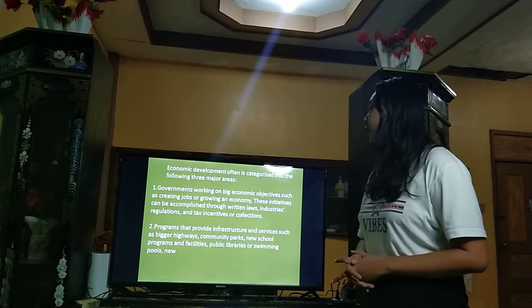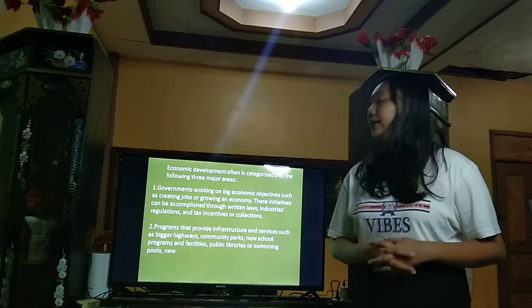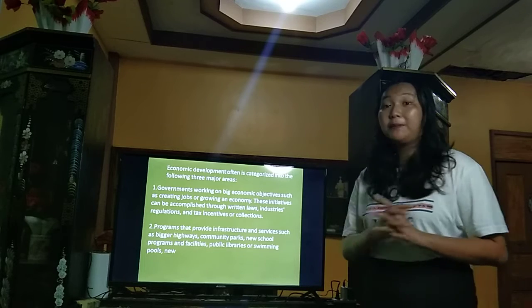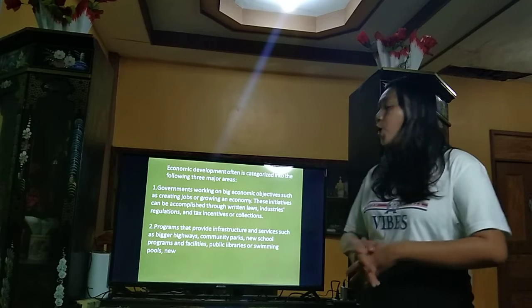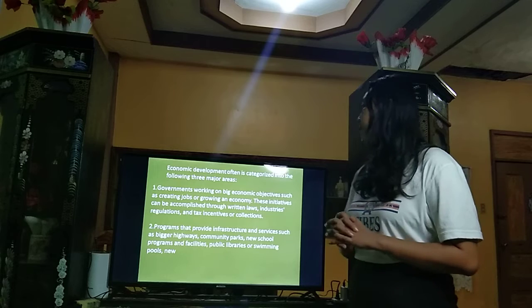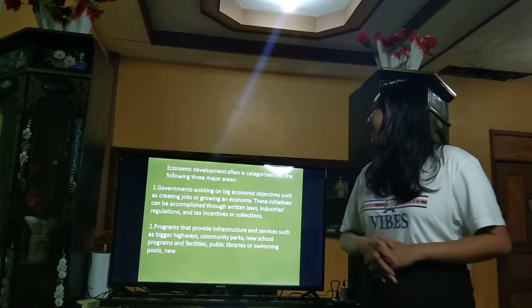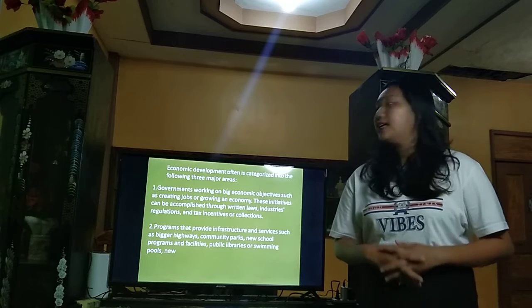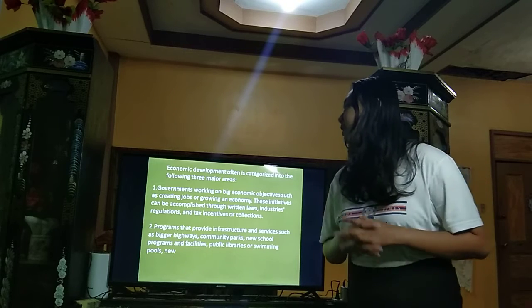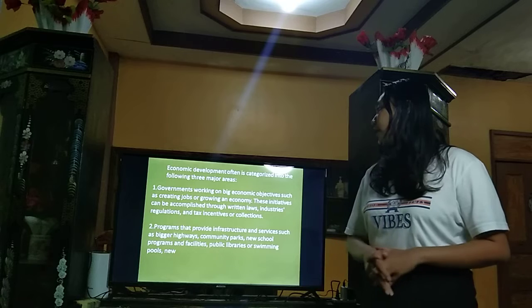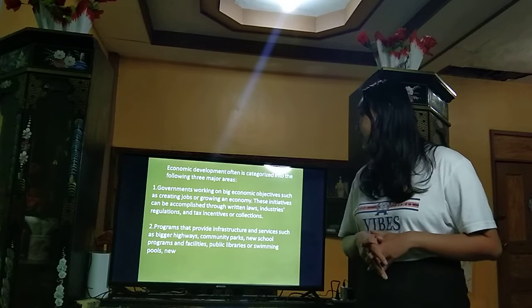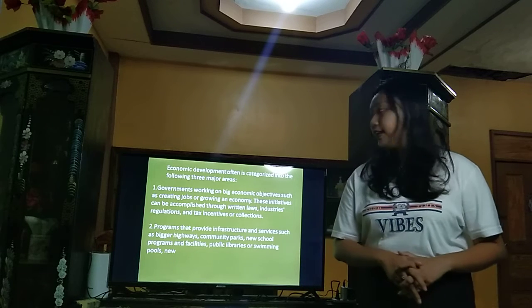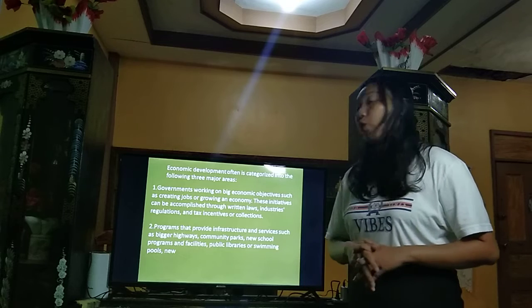Economic development is often categorized into the following three major areas. Government working on a big economic objective such as creating jobs or growing an economy. These initiatives can be accomplished through writing laws in industries, regulation, and tax incentives or collection.